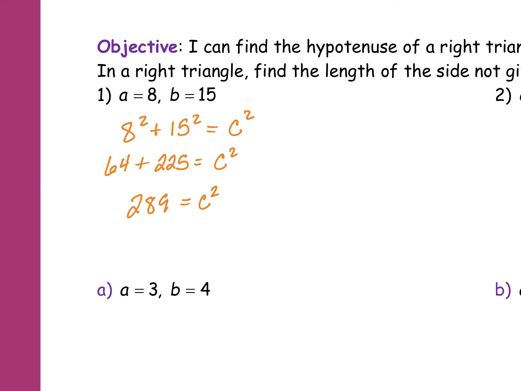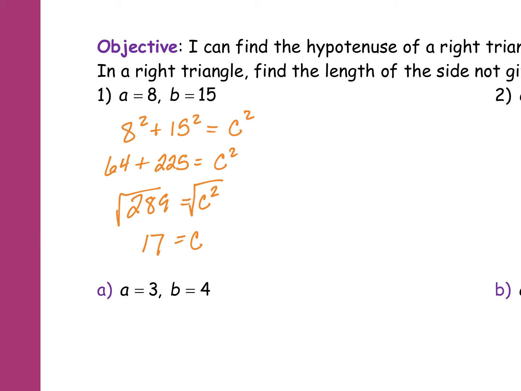So divide undoes times, and subtract undoes add. Square root undoes square. Does that make sense? So I'm going to square root the c. And if I square root one side of the equal sign, I have to square root the other, right? So I'm going to square root this side. So I get c equals the square root of 289, which is 17. Because she put it in her calculator. Calculators are smarter than us.